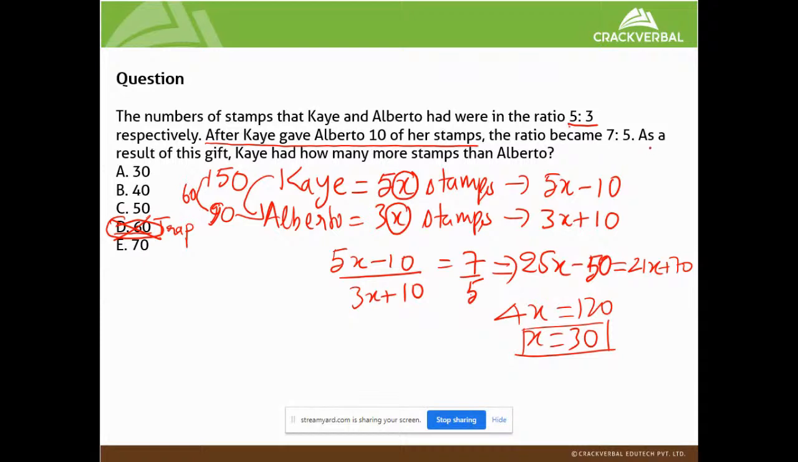Because sometimes in a GMAT question, you'll have to pay attention to the details. The question says, as a result of this gift, so K gifted 10 stamps to Alberto. So 150 becomes 140 and 90 becomes 100. The question says, as a result of the gift, K had how many stamps more, right? So K had 40 stamps more after the gifting was done. So the correct answer here is B for Bravo.